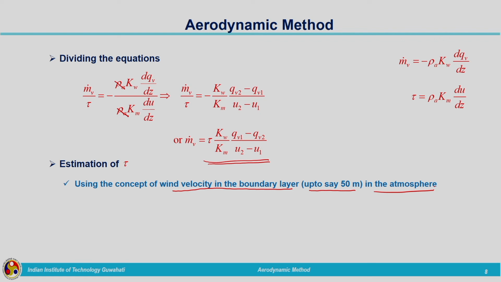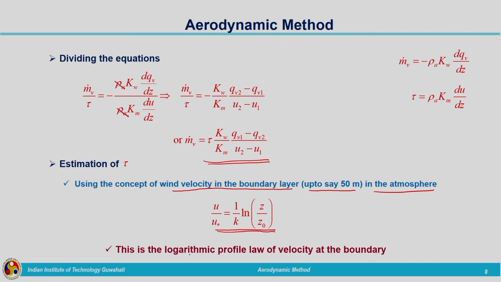So, what is the expression corresponding to the velocity distribution in the boundary layer theory? That is given by u by u star is equal to 1 by k ln z divided by z naught. This is the logarithmic distribution of velocity, the logarithmic profile law of velocity at the boundary. If you go through the boundary layer theory which you have studied in fluid mechanics, you will be reminded of this particular equation. This equation we will make use of here in the estimation of momentum flux.